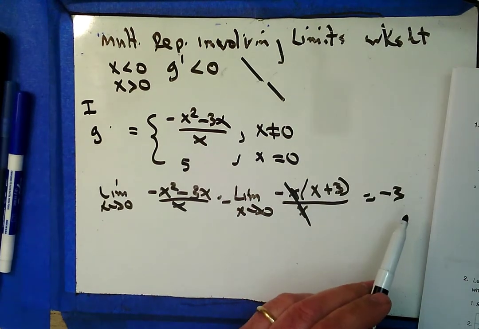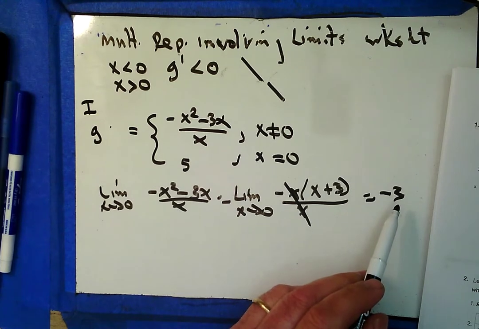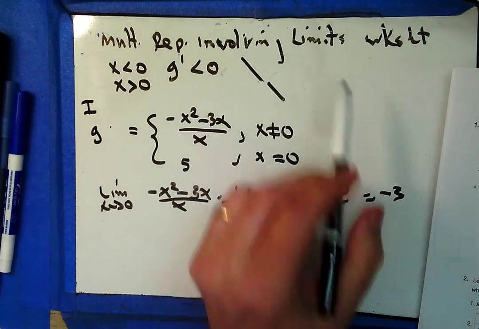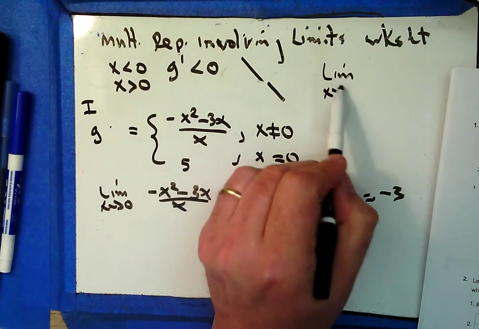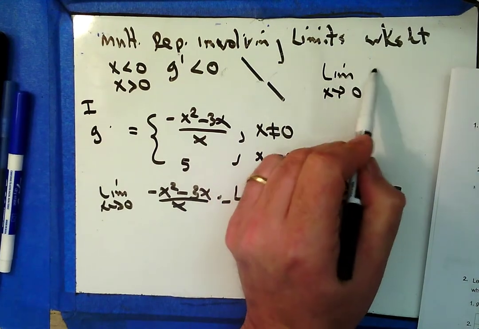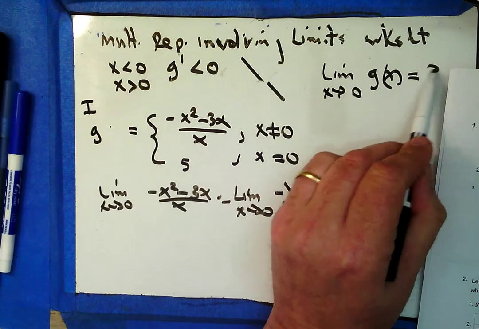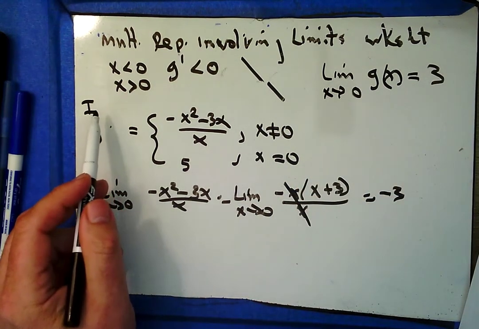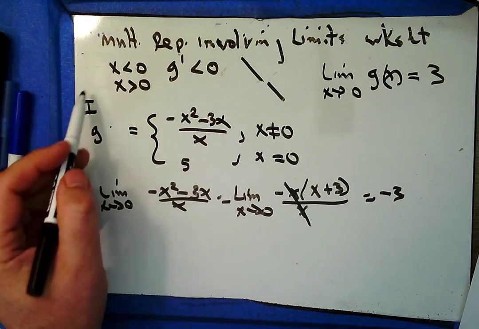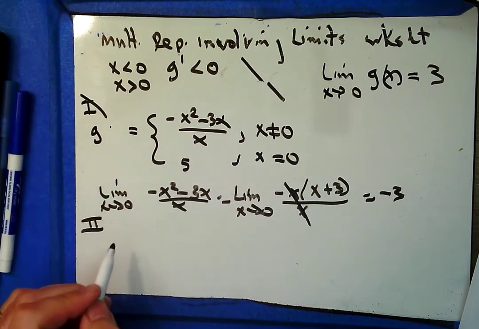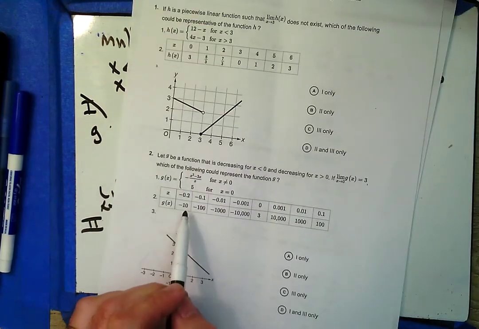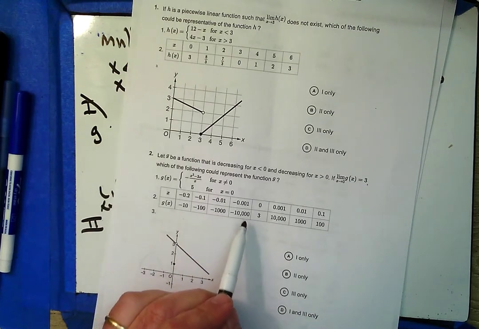Well, the limit from both sides is negative 3, and our limit is supposed to be positive 3, right? They tell us in the stem of the problem that the limit as x approaches 0 of g of x is 3. So that can't be it. It's not 1. What about 2? Well, when I look at 2, I see a function lower, lower, lower, lower.